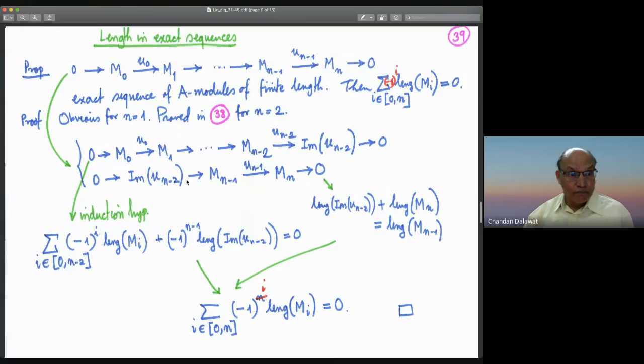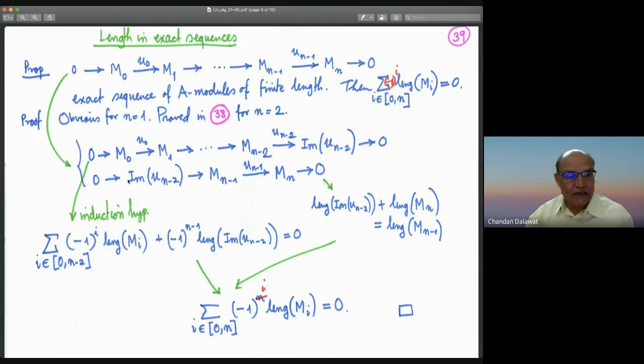By induction, so how do you use induction? The idea is to split this sequence of length n into two sequences, one of length n minus 2 and the other of length 2. How do you do it? You look at the map u n minus 2. It has a certain image. Of course, the map is surjective onto its image, so you terminate the sequence there. And then this image is of course contained in m n minus 1.